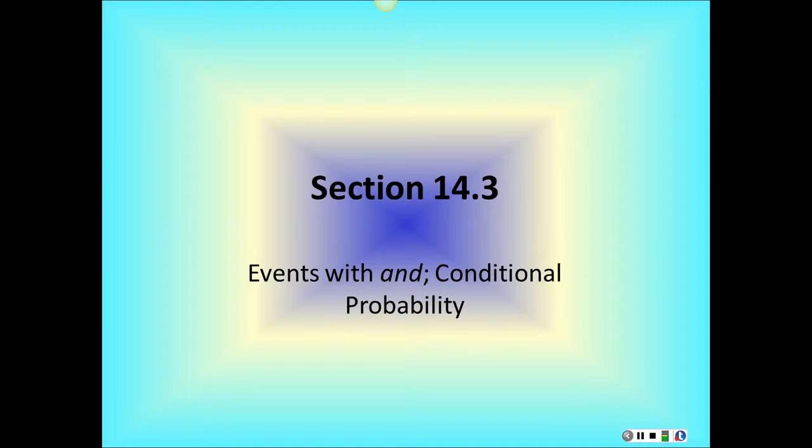We'll be focusing this time on events with "and" probabilities, and then conditional probability as well. Whereas last time we talked about events with "or" probabilities, those were questions that revolve around union. So the probability of this or this is a union question, whereas the probability of this and this is referred to as an intersection question.